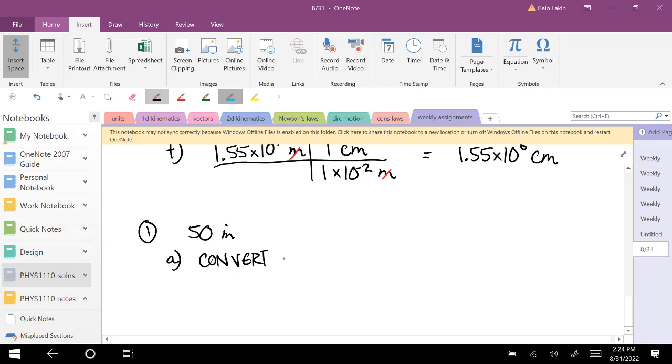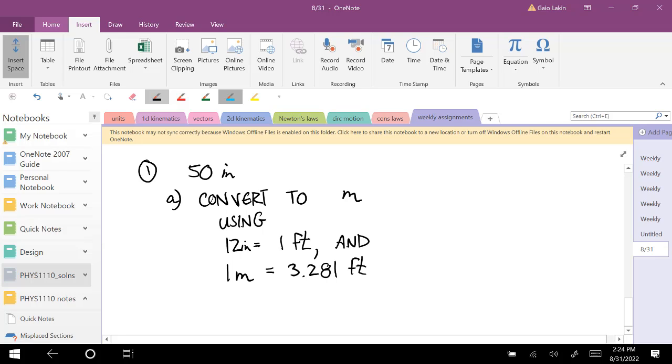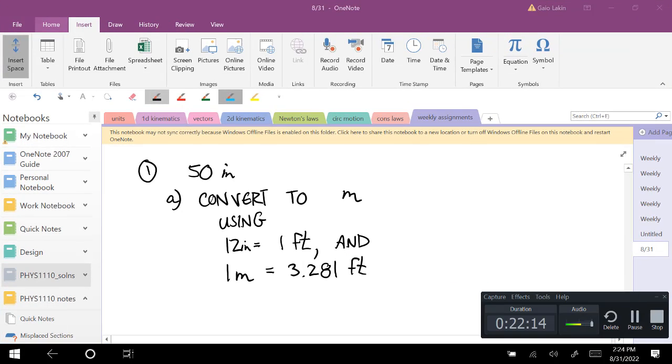And the first thing we want to do is convert this to meters. And we're going to use that 12 inches is equal to 1 foot, and 1 meter is 3.281 feet. Okay, so just take a few minutes, work through this, and then I'll do it, and then we'll go on to the next one, or the next part.